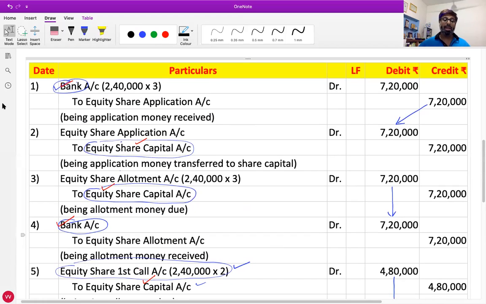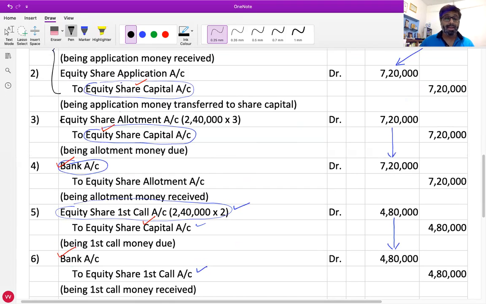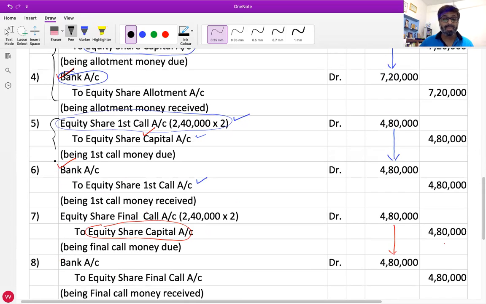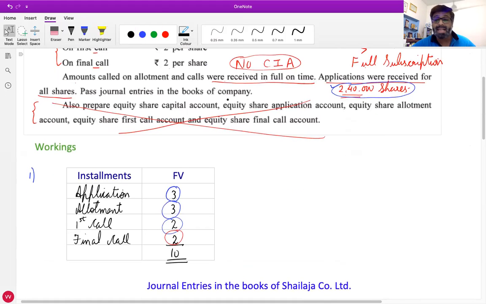So in application, first we receive, then we transfer to share capital. In allotment, first we transfer to share capital, then we receive. In the call also, first we transfer to share capital, then we receive. In the final call also, first we transfer to share capital, then we receive.